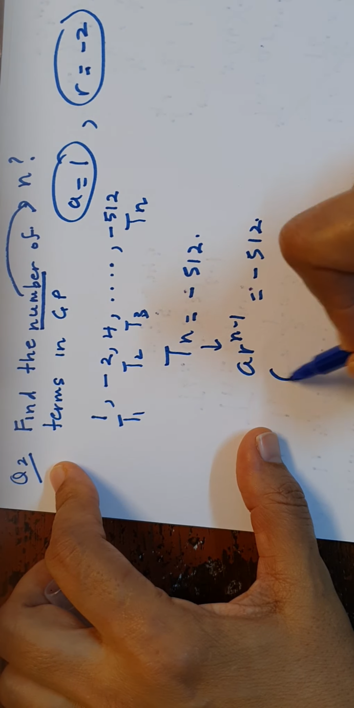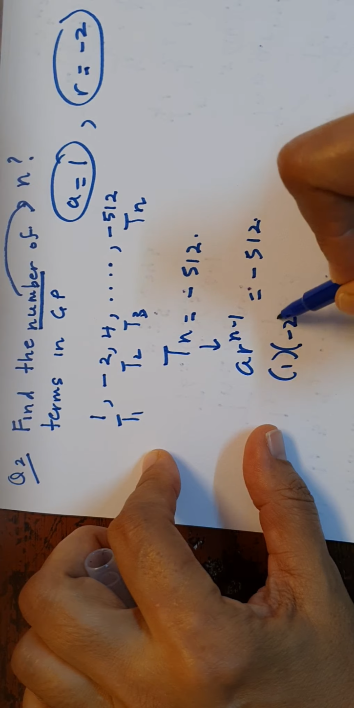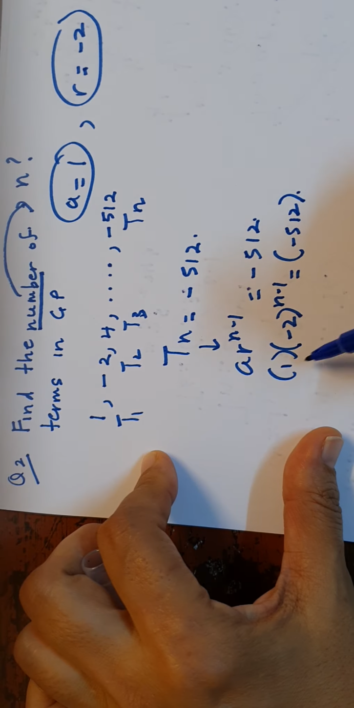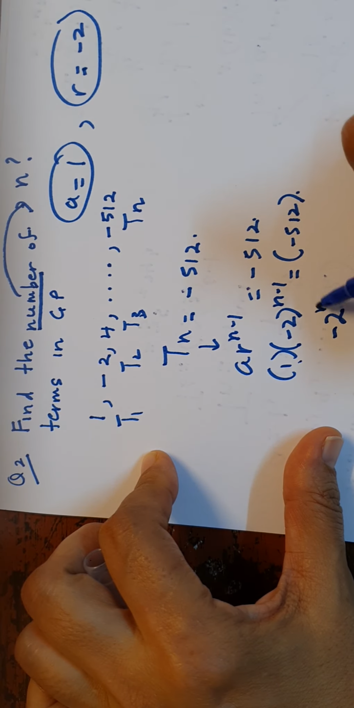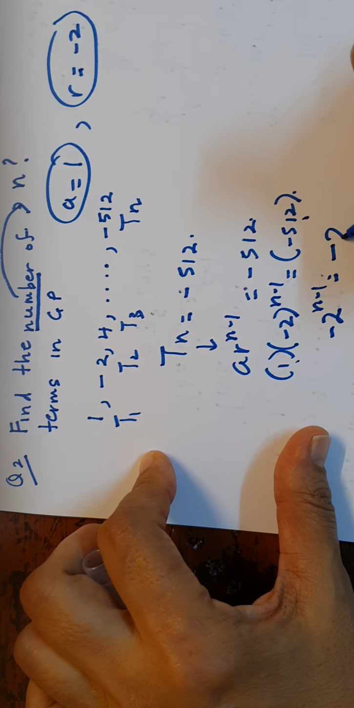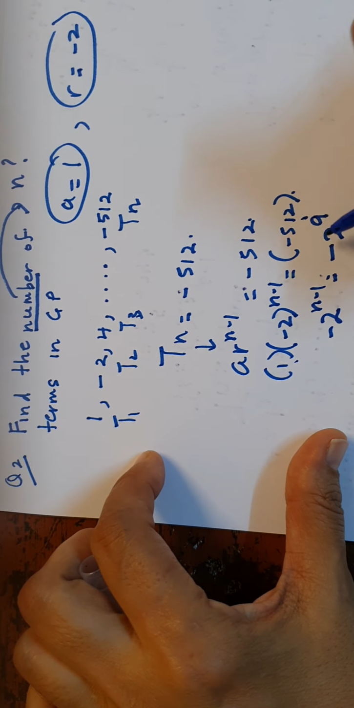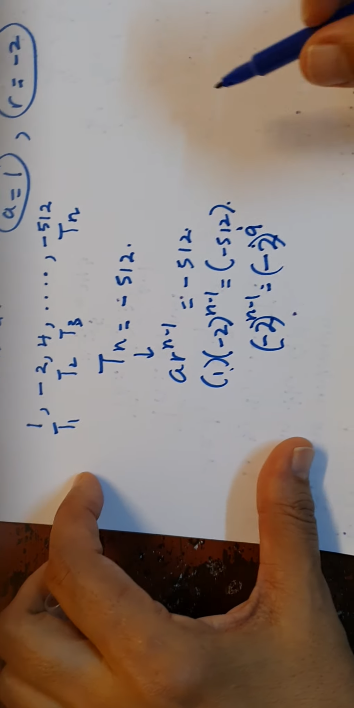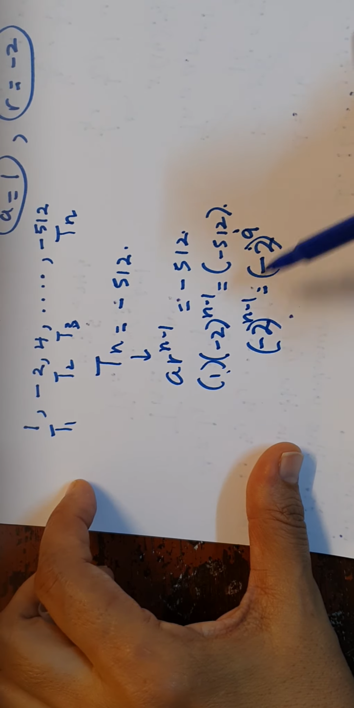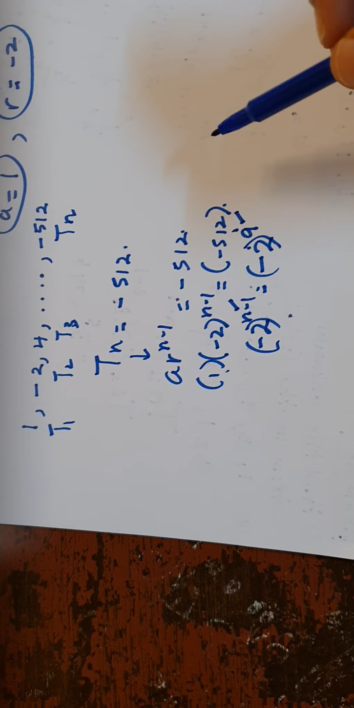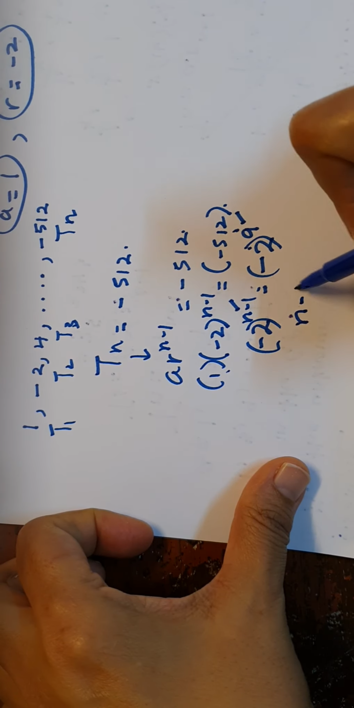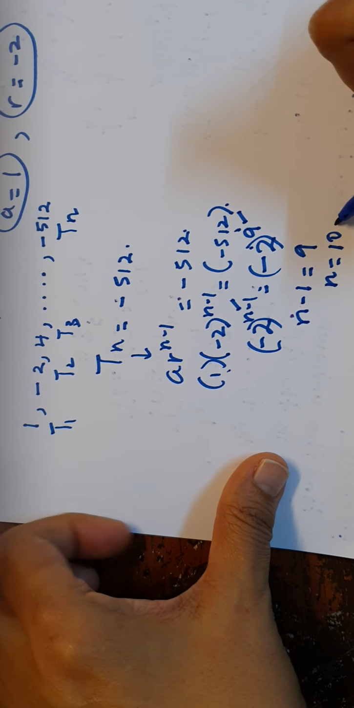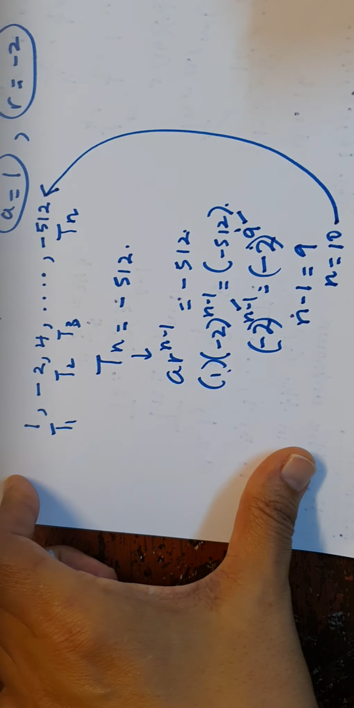My A is 1. My R is negative 2. This is n minus 1. This is negative 512. 1 times anything is the same thing. So it's negative 2 to the n minus 1. Use your calculator. Negative 2 to the power of, it should be 9. So this is negative 2 to the power of 9, and this is negative 2 to the n minus 1. Notice your base is the same. So if your base is the same, your indices must be the same. So n minus 1 equals 9. N equals 10. So this is the number of terms that will produce negative 512.